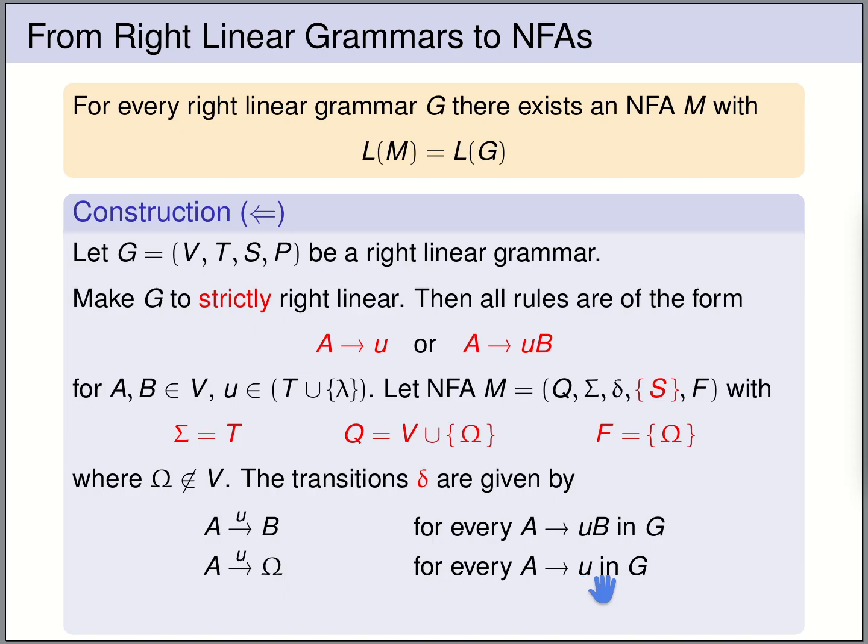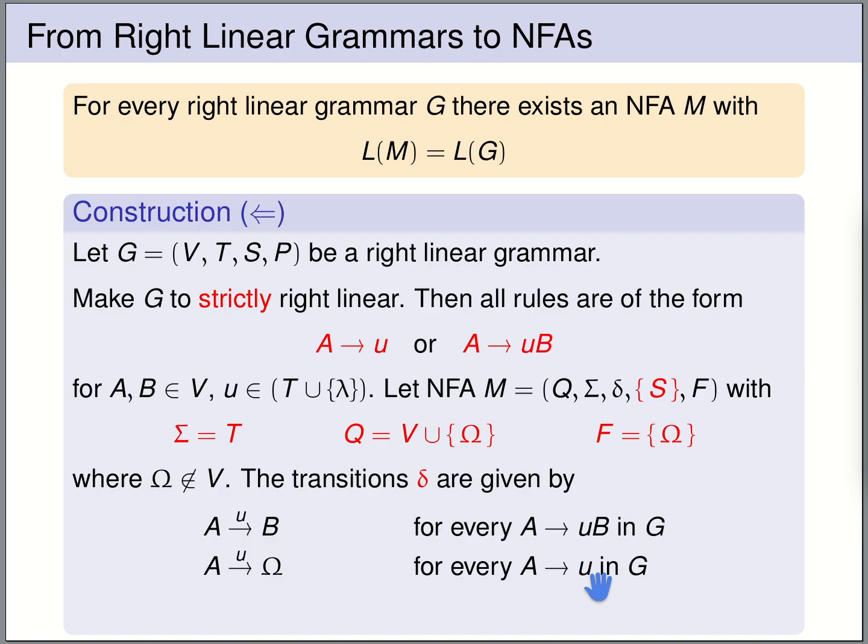So the idea is that we can think of the rules that have a variable as switching the state of the automaton, whereas the rules that do not have a variable, it means that we erase the variables, we are ready with producing our terminal word. So this corresponds in the automata to accepting the word.